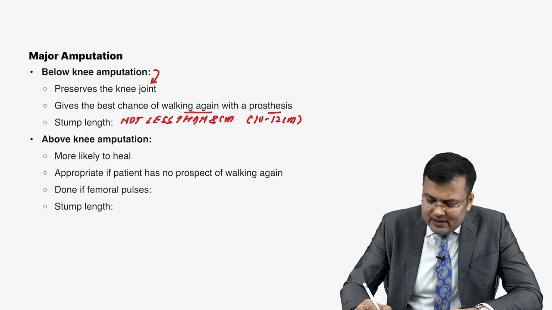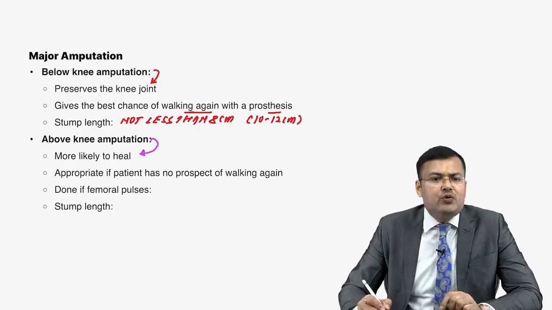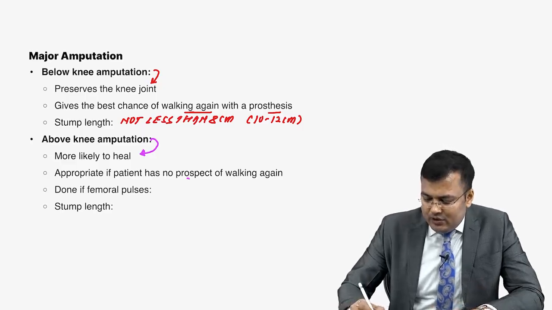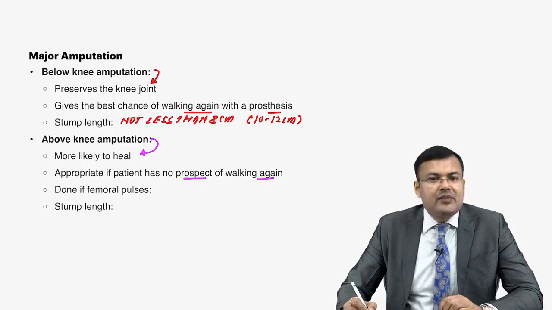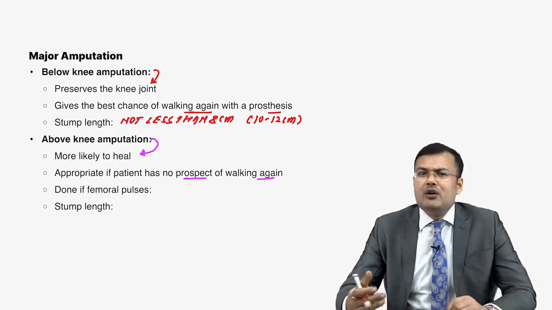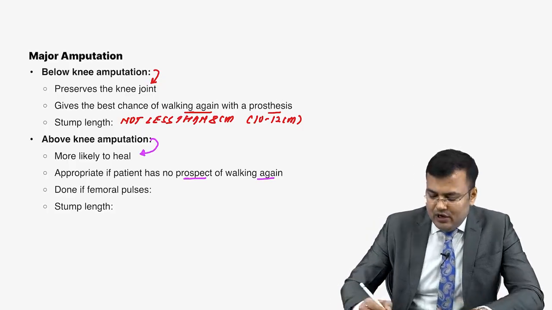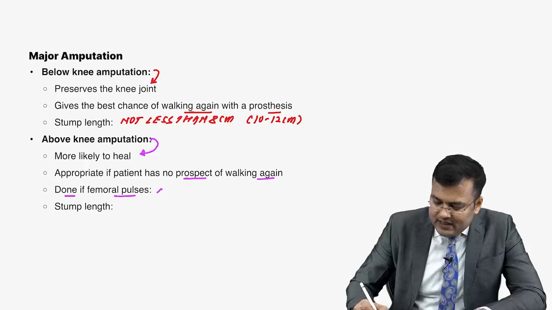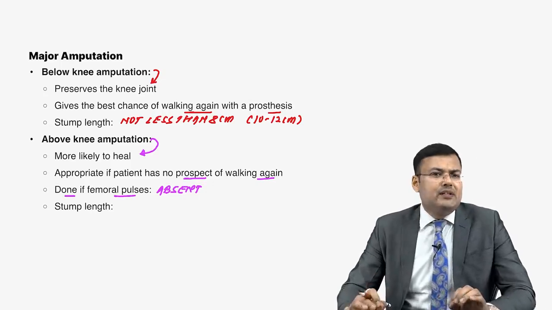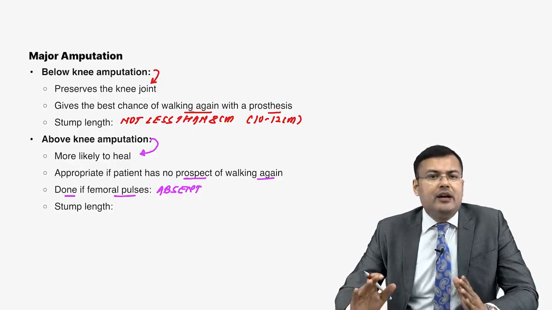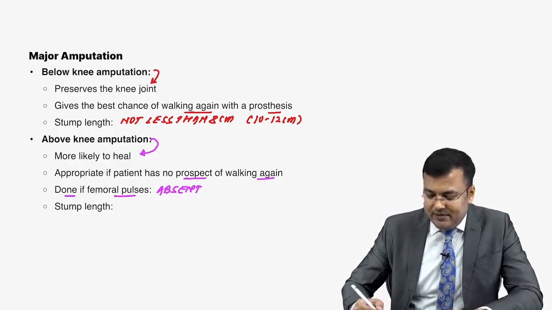Here, what's the advantage? It is more likely to heal. It is appropriate if the patient has no prospect of walking again. Suppose femoral pulses are absent. Obviously if femoral pulses are absent, you cannot go for below knee amputation, so this is done if femoral pulses are absent. Here you have to remember how much the stump length should be: it should not be less than 20 centimeter.